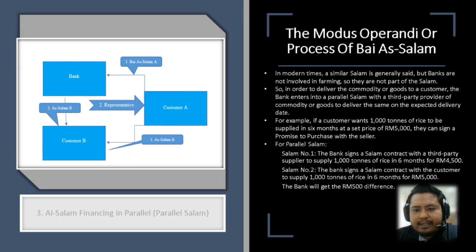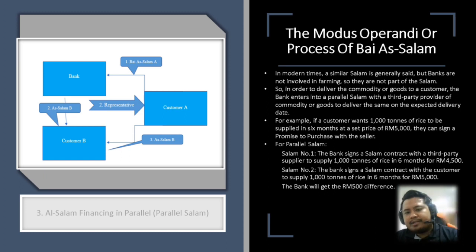In modern times, a similar Salam is generally used, but banks are not involved in farming, so they are not part of the Salam. So in order to deliver the commodity or goods to a customer, the bank enters into a parallel Salam with a third party provider of commodity or goods to deliver the same on the expected delivery date. For example, if a customer wants 1,000 tons of rice to be supplied in 6 months at a set price of 5,000 ringgit, they can sign a promise to purchase with the seller.